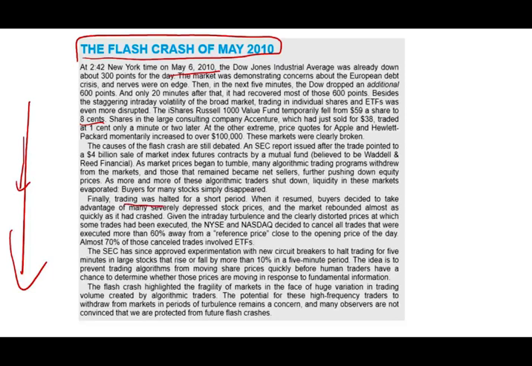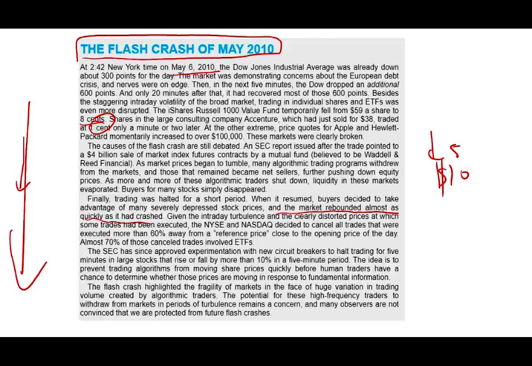So finally, trading was halted for a short period. When it resumed, buyers decided to take advantage of the severely depressed stock prices, and guess what? The market rebalanced again. But again, as I said, some of them went down to pennies, some of them went down $5 to $10, and a lot of people took advantage of that short change in the stock price. So the market rebounded almost as quickly as it had crashed.